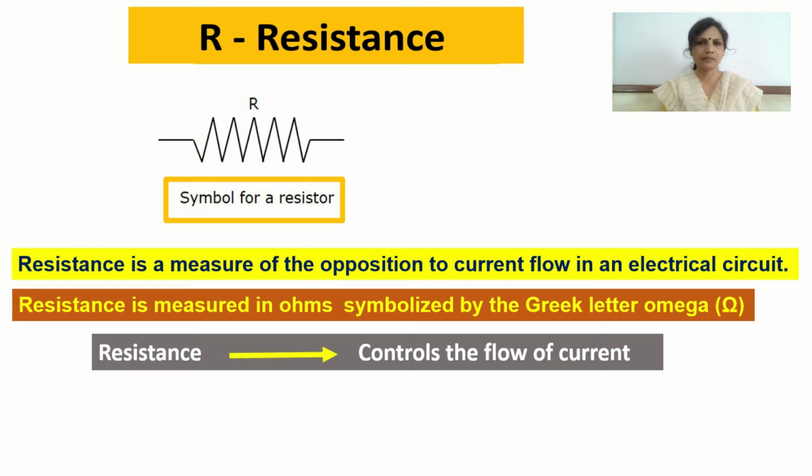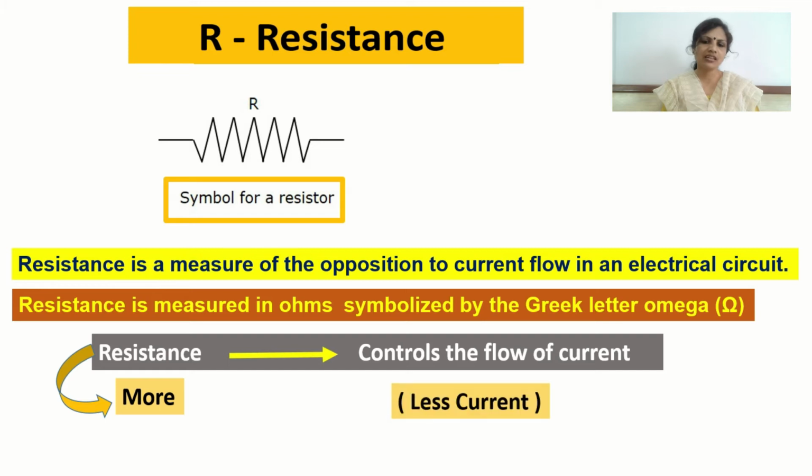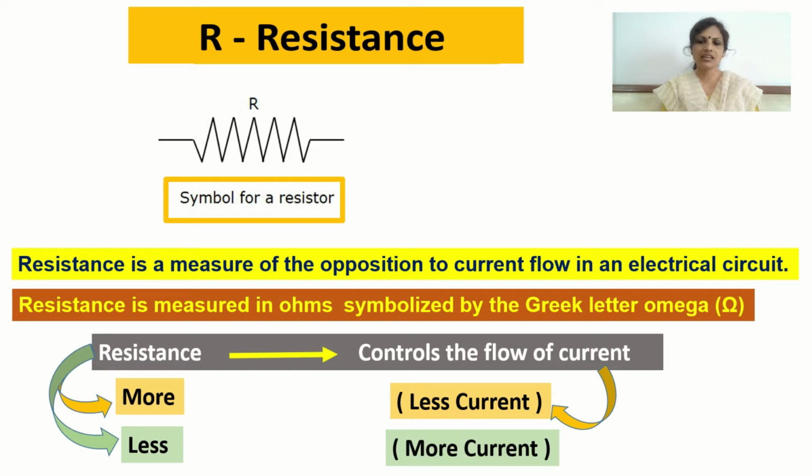Now, if the value of the resistor is more in an electrical circuit, then the current flowing through the circuit is less. If the value of the resistor is less in an electrical circuit, then the current flowing through the circuit is more. So this is how we can say that the electric current and the resistance are inversely proportional to each other.